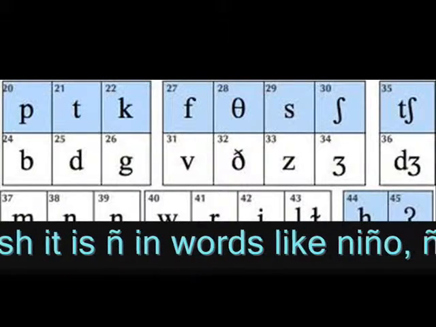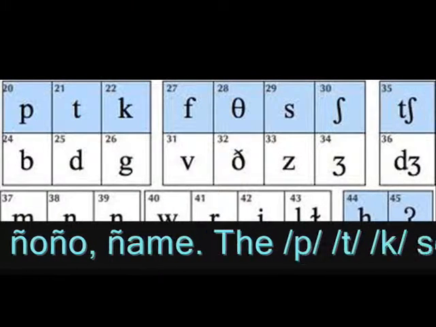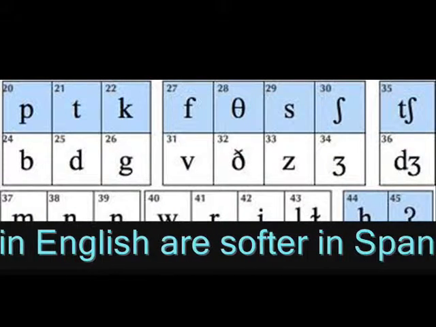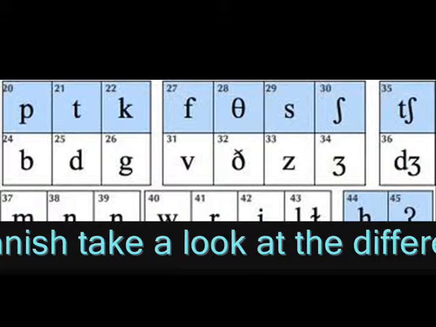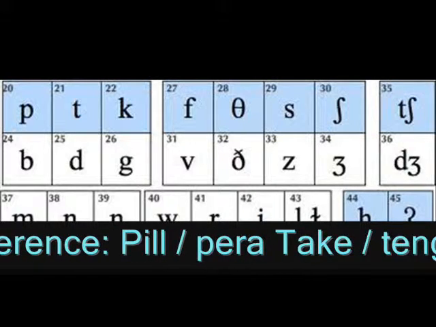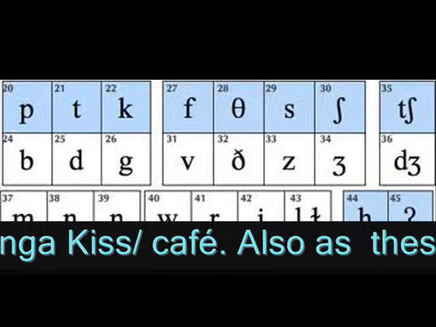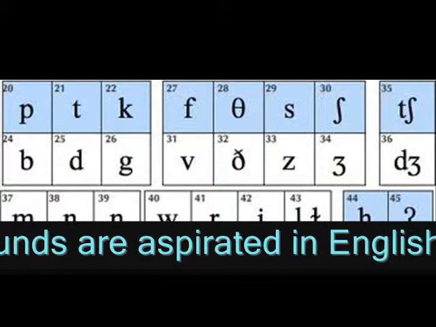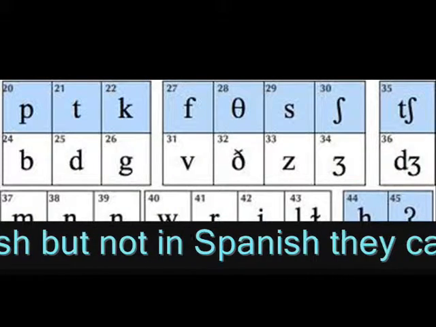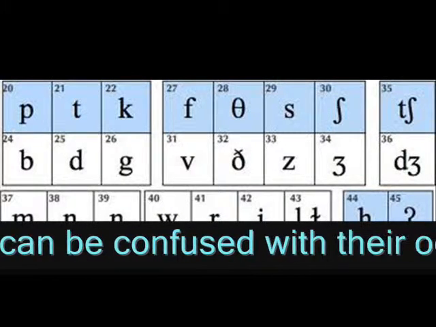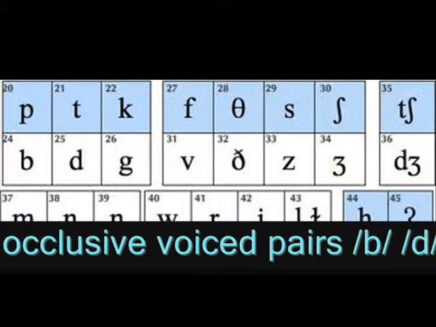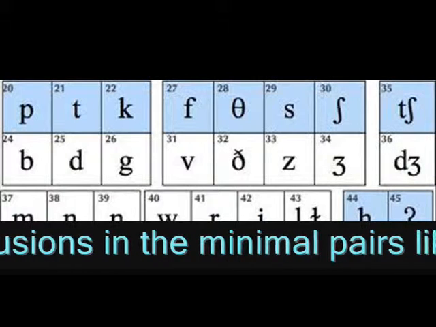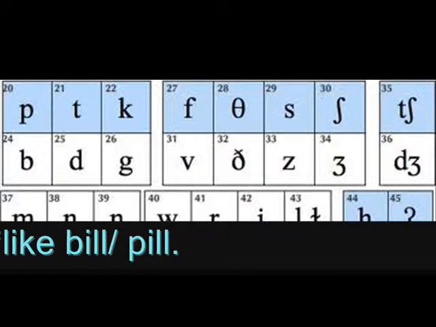The p, t, k sounds, which are plosive in English, are softer in Spanish. Take a look at the difference. Pill, pera, take, tenga, kiss, café. Also, as these occlusive voiceless sounds are aspirated in English but not in Spanish, they can be confused with their occlusive voiced pairs, b, d, and g, resulting in confusions in the minimal pairs, like bill, pill.